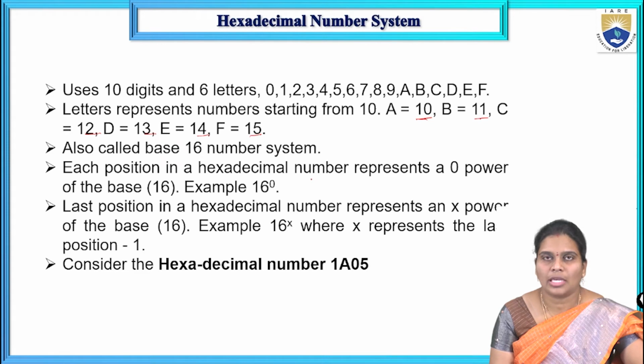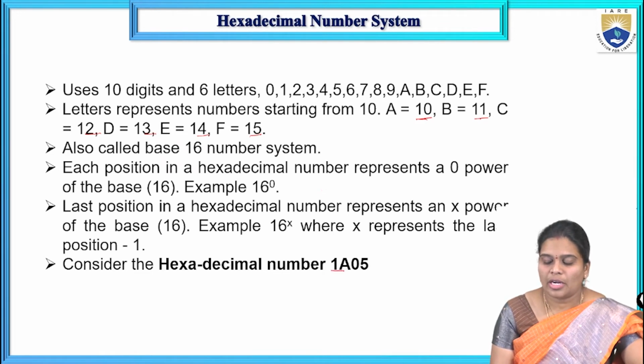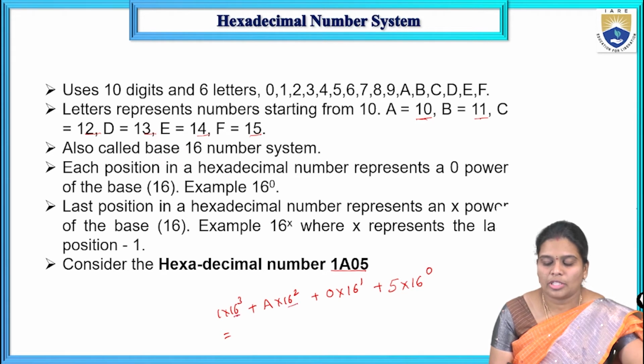Here also the same procedure. If you are taking integer values, the first position is multiplied with the base value to the power 0, the second position with the base value to the power 1, like this. Here we are taking the value 1A05. The first digit of this number is 5, the hexadecimal base value is 16, and the power is 0. Next one is 0 into 16 power 1. Next one is A into 16 power 2 plus 1 into 16 power 3. So we multiply with 16 power 3, 16 power 2, 16 power 1, 16 power 0.